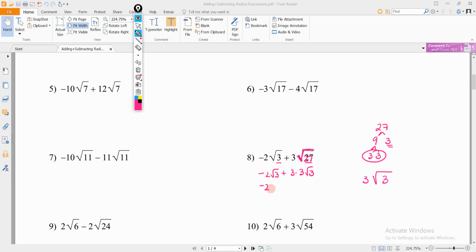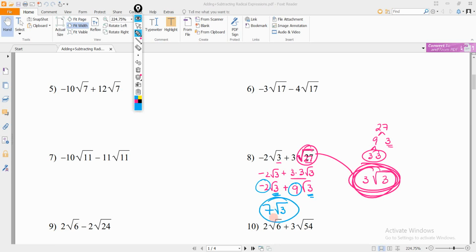So this is going to be -2 radical 3, plus then this turns into 9, because you have 3 of these, and that radical 27 is that. So you got 3 of these, so that's why it turns into 9 radical 3. And now we can see that the radicals are the same, so do the work with the numbers out front. -2 plus 9 is 7.